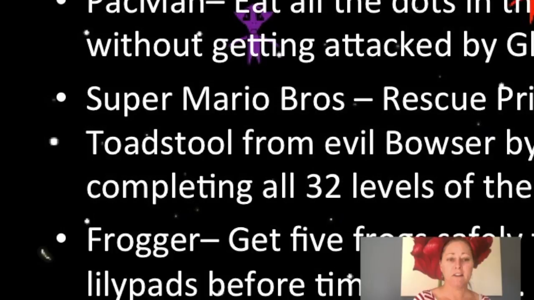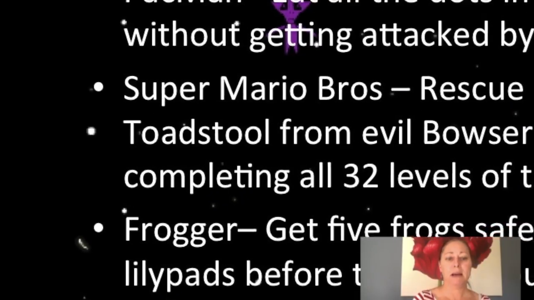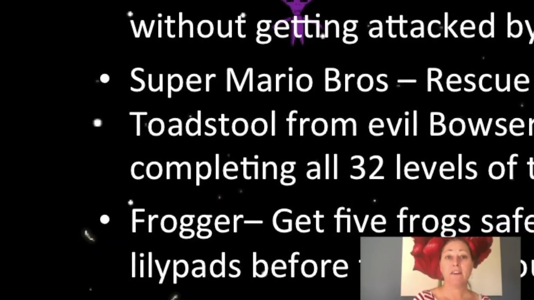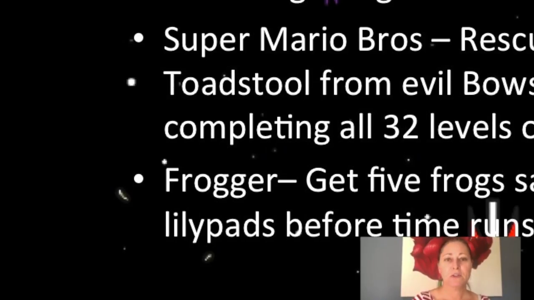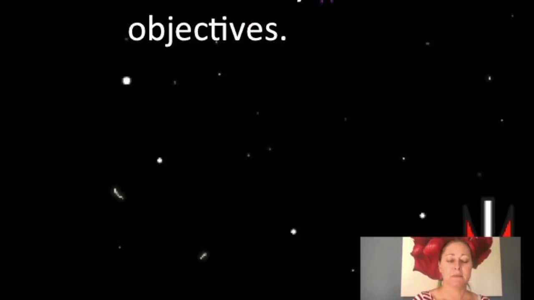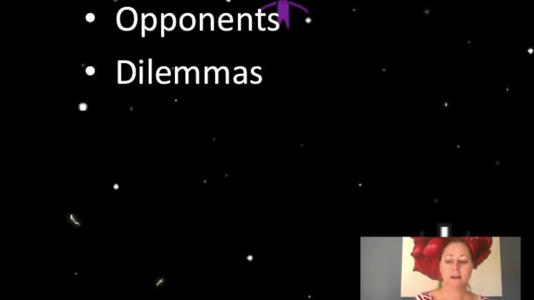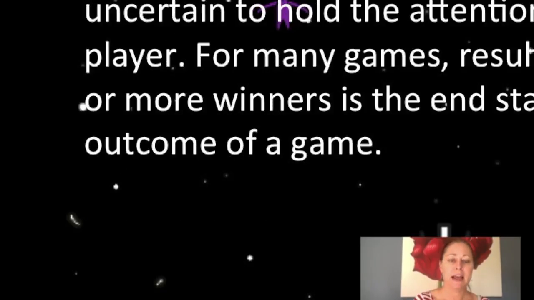And for Frogger, for example, you might have the objective of getting all 5 frogs safely to their lily pads before the time runs out and without being hit by a vehicle or drowned by a turtle. So those are examples of some objectives that you might have.